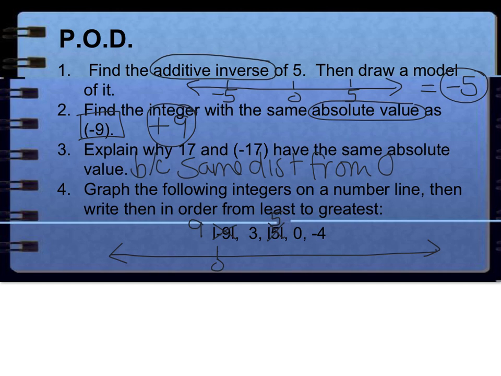All right, so 9 goes 1, 2, 3, 4, 5, 6, 7, 8, 9 right here. 3 belongs 1, 2, 3 right here. 5 belongs 1, 2, 3, 4, 5 right here. 0 is here, and negative 4 is here. Now I want to order them from least to greatest, and I'm going to make sure that I write it in the original format. So negative 4 is the smallest, followed by 0, 3, the absolute value of 5, and the absolute value of negative 9.